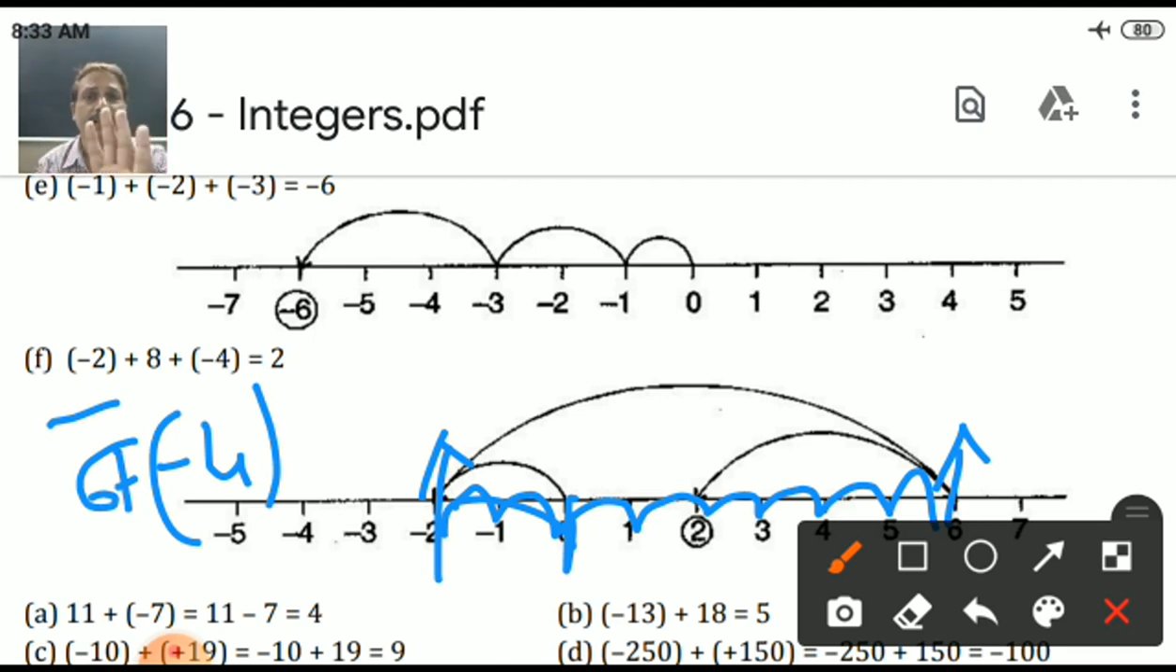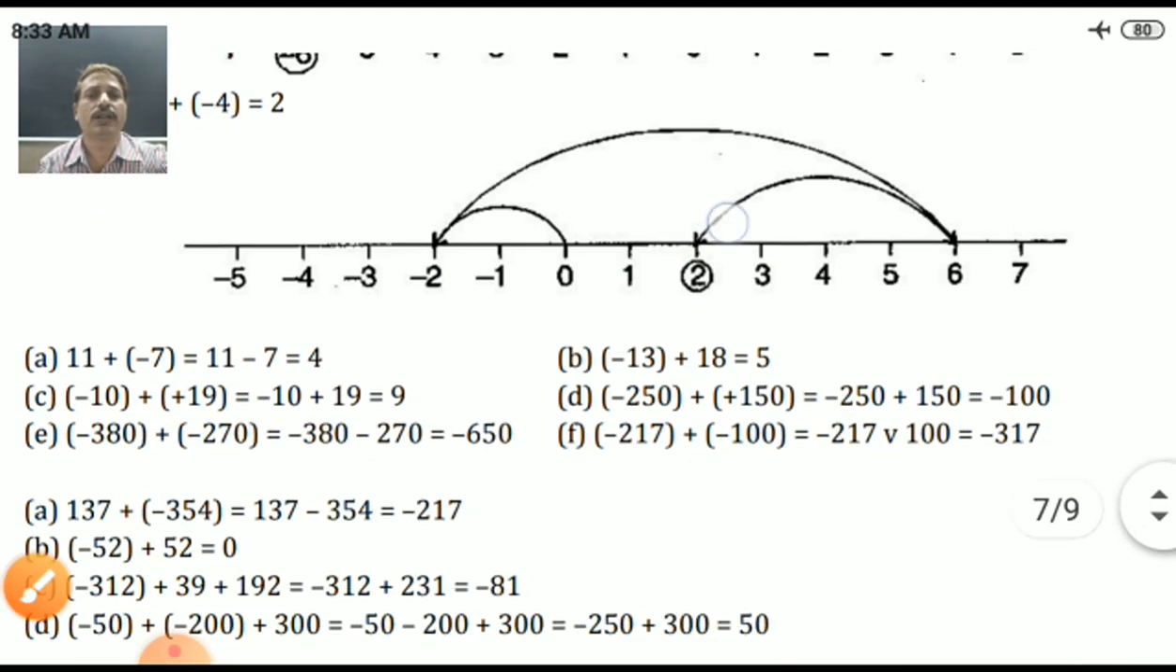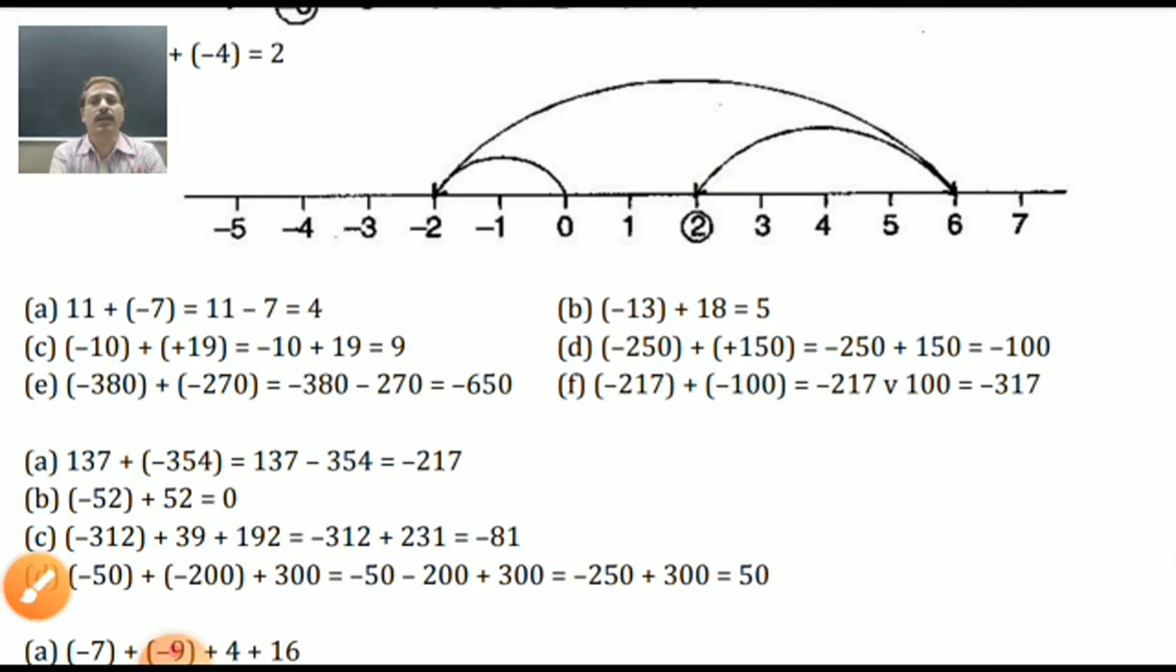Yes, left side. How many steps? 4. 1, 2, 3, 4. So 4 out of 6 gone. How much is left, son? 2. The answer is 2. Correct? Very good. So without doing the number line, you can find out the answers.